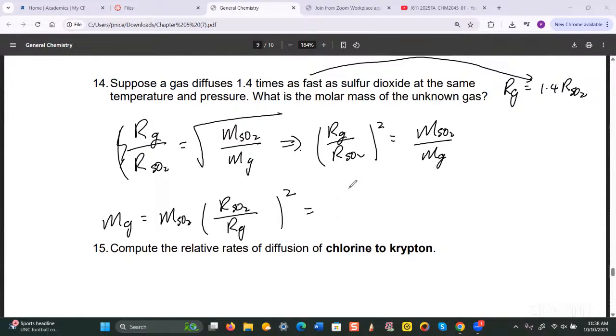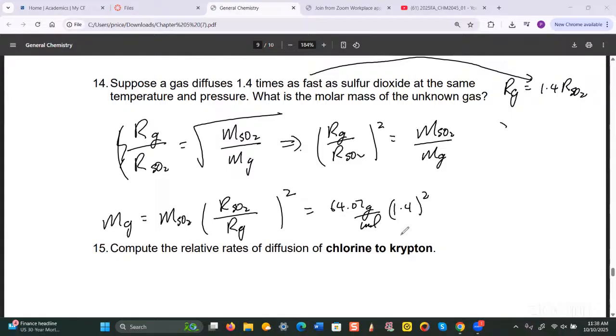So we need to calculate the molar mass of sulfur dioxide, which is, if I remember correctly, sulfur is 32.07 plus 2 oxygen, which is 32. So according to my calculation, the molar mass of sulfur dioxide is 64.07 grams per mole. And then this ratio here is the same thing as 1.4. So I'm just going to multiply by 1.4 squared.